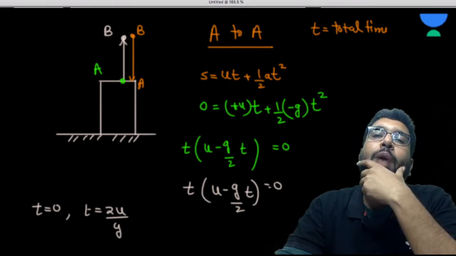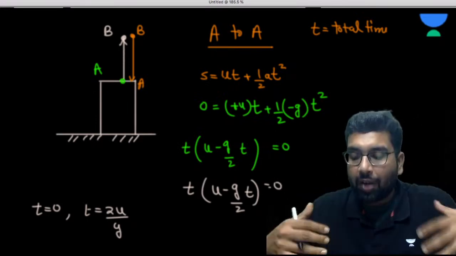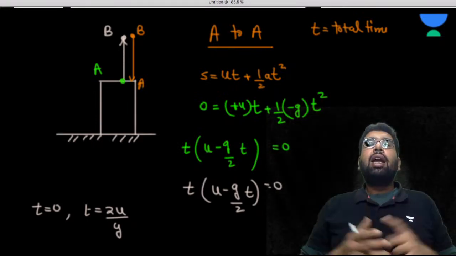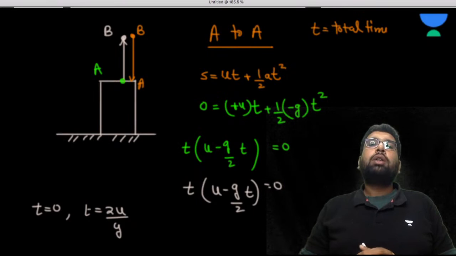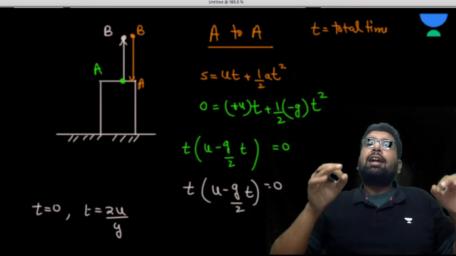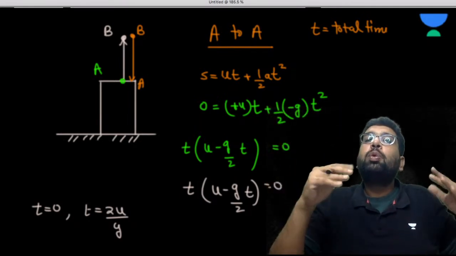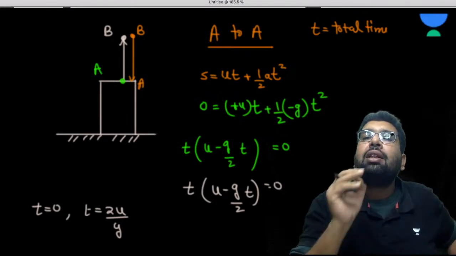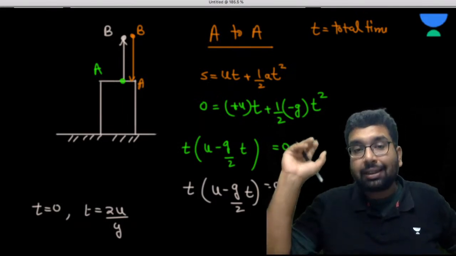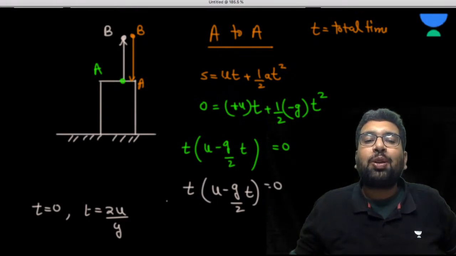So we are getting two values, 0 and 2u by g. So why we are getting two values, beta? We are getting two values because in the whole duration of this motion, this particular body reaches this position twice. One is when the time is 0, when the motion has started, and when it again reaches back to the same point.